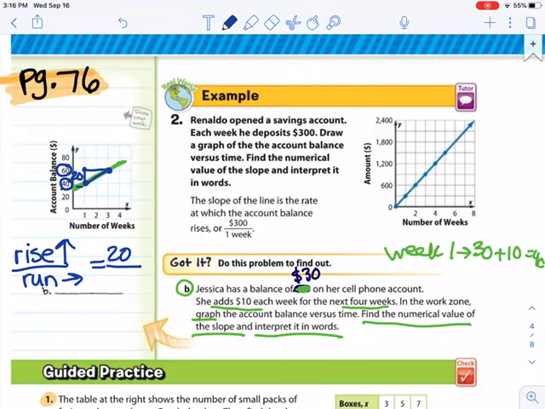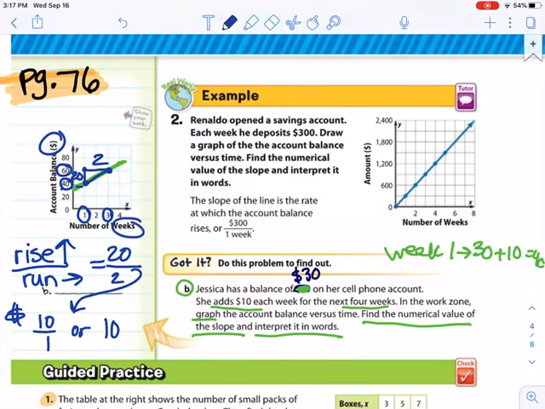Then we need our run. So our run, if we look down here, is at 1. We start at 1 and we end at 3. So that would be 2. Our run is 2. And then remember that we want to simplify. So this would simplify to 10 over 1, which is the same as 10. And so the way we would interpret this into words is that, remember, 10 on top comes from money and the 1 on the bottom comes from weeks. So this means $10 per week.